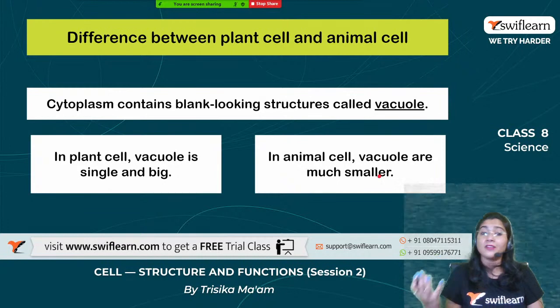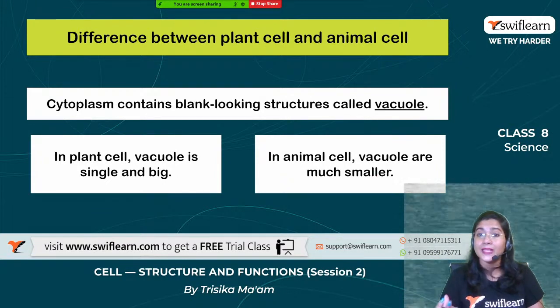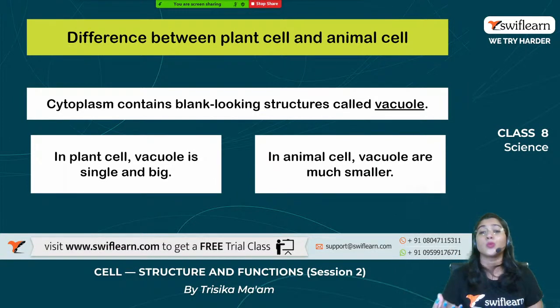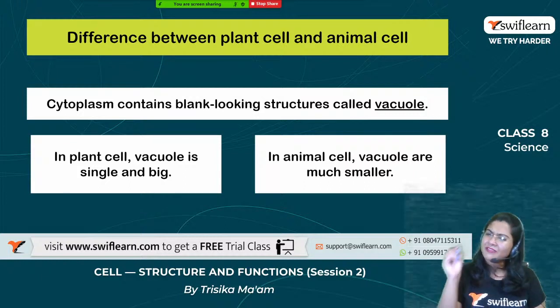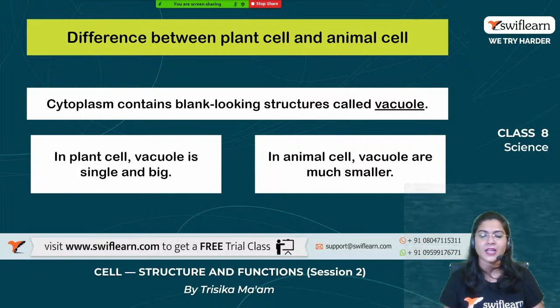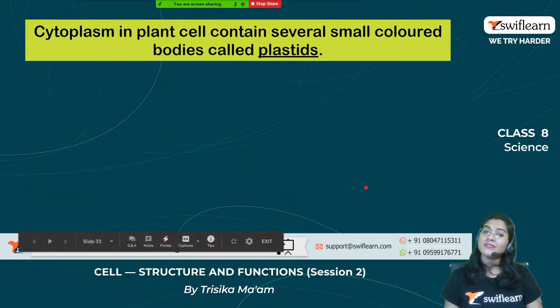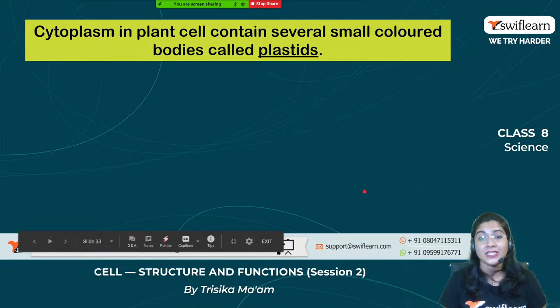Large and single vacuole is mainly present within the plant cell, which helps them to maintain the water balance within their body. Okay, but in case of the animal cell, that much vacuole is not present. Sometimes it can be absent, or if it is present, very small vacuoles can be found within the animal cells. Clear? Now let us move on to the second difference, that is the plastid.